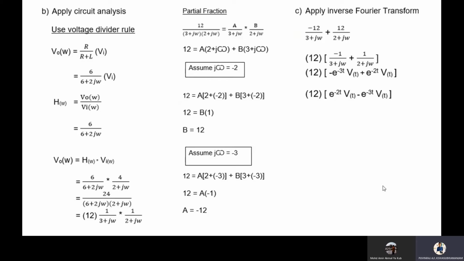Then use partial fractions. To obtain the value of A, assume j omega is equal to -3. To find B, assume j omega is equal to -2. Substitute the values and get the answers for A and B. Finally, apply the inverse Fourier transform. Simplify the equation and use the Fourier transform table to obtain the answer.